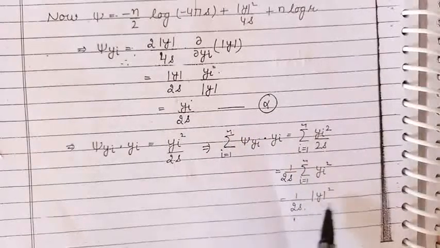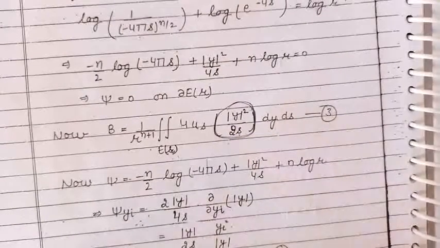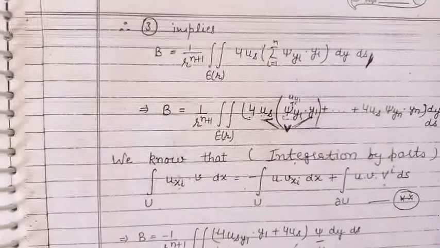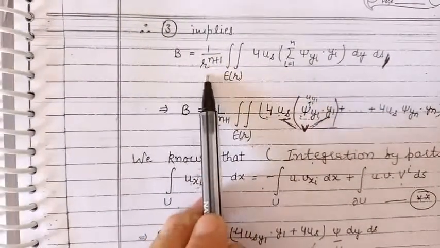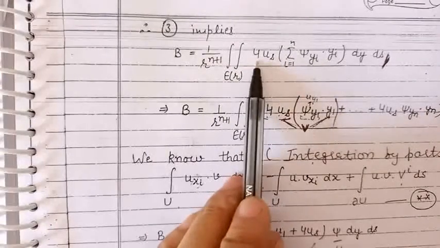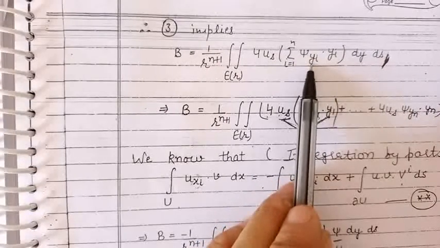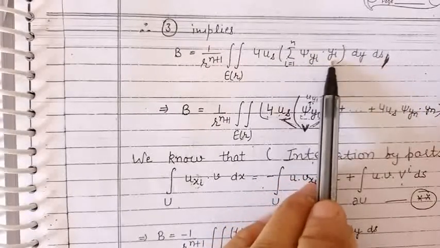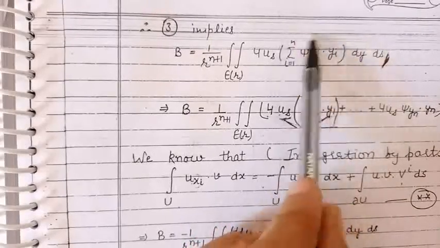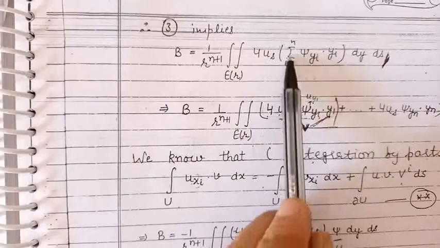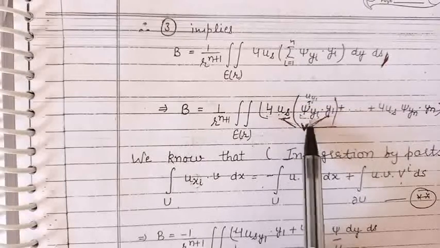Now we can substitute the value of this expression in the value of b. So finally the value of b becomes 1 upon r to the power n plus 1 into the double integral of 4 into ∂u/∂s into summation ∂psi/∂yi into yi. Now let us expand this summation by taking i from 1 to n. So the first term will become the derivative of psi with respect to y1 into y1.